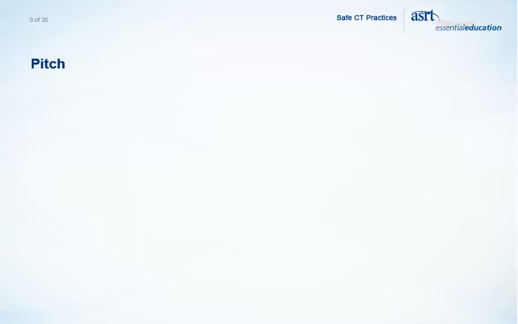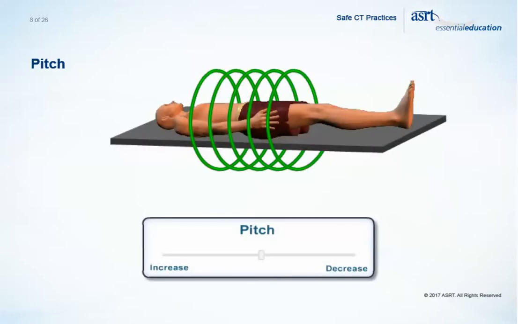The easiest way to understand pitch is to imagine your patient on the CT table surrounded by a spiral. When the pitch equals 1, each spiral touches the next spiral. If the table moves 10 millimeters for every slice and the scan is acquired at a 10 millimeter slice thickness, then the pitch equals 1. Increasing the pitch to 2 means that the table moves 20 millimeters for every 10 millimeter slice. The spiral now is stretched out to twice its original size, which cuts scan time in half, but also means some data is missed.